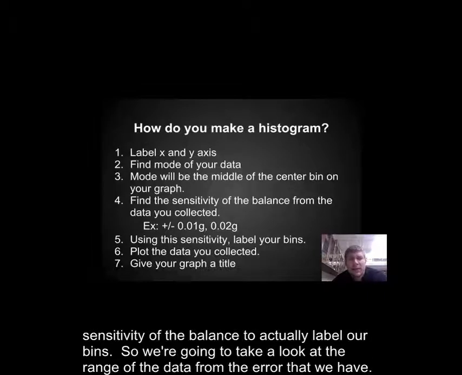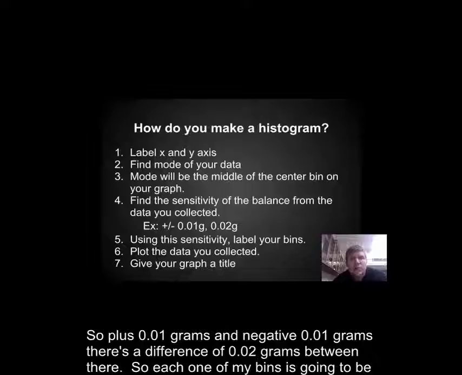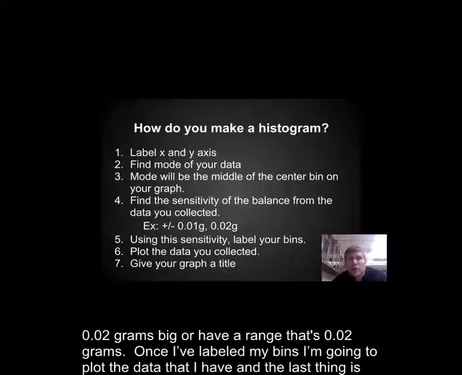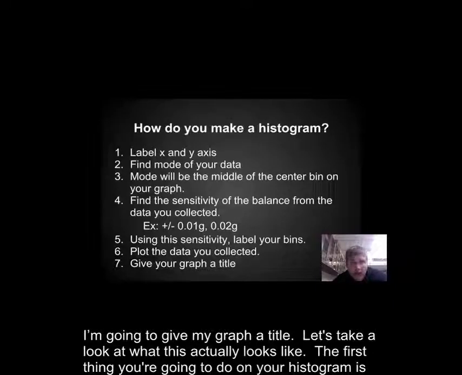Then we're going to use that sensitivity of the balance to actually label our bins. So I'm going to take a look at the range of the data from the error that we have. So plus 0.01 grams and negative 0.01 grams, there's a difference of 0.02 grams between there. So each one of my bins is going to be 0.02 grams big, or have a range of 0.02 grams. Once I've labeled my bins, I'm going to plot the data that I have. And the last thing is I'm going to give my graph a title. Let's take a look at what this actually looks like.